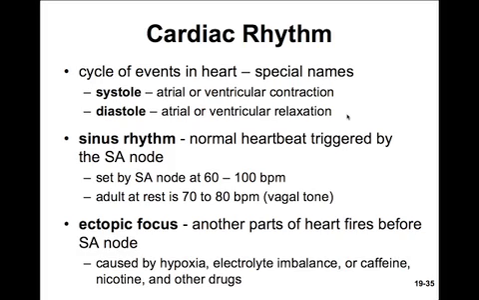Now the sinus rhythm is set by the SA node, which sets the rhythm at about 60 to 100 beats per minute. At rest in an adult, it's normal between 70 and 80 beats per minute. Sometimes the SA node isn't working properly, and then we'll have an ectopic focus. That's where another part of the heart fires before the SA node. Sometimes an ectopic focus is caused by hypoxia, low oxygen, electrolyte imbalance, caffeine, nicotine, or other more potent stimulant drugs.